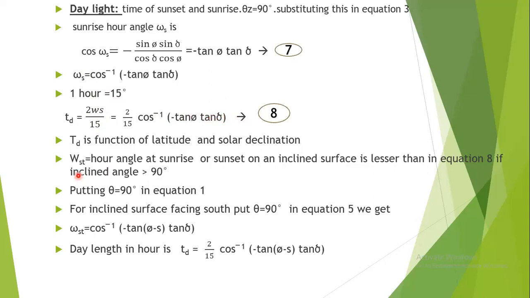Next abbreviation is the hour angle at sunrise or sunset on an inclined surface, denoted as omega ST. The value of omega ST for an inclined surface angle greater than 90 degrees is greater than the value in this eighth equation. So if the surface angle is greater than 90 degrees, the value of omega ST will be greater than the eighth equation answer.